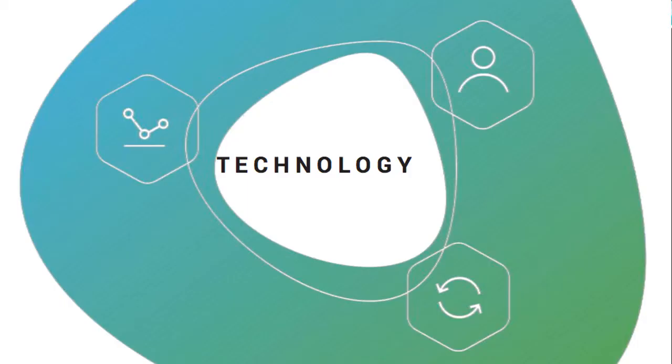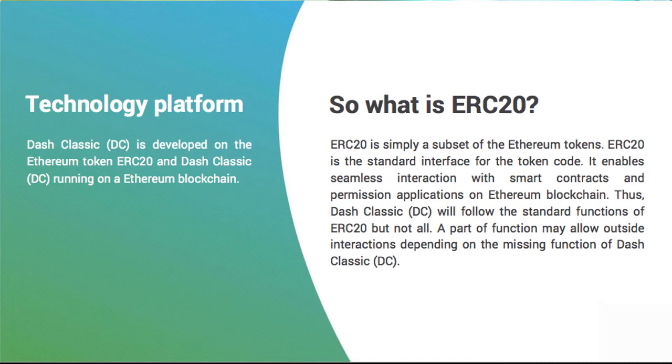Technology platform. Dash Classic DC is developed on the Ethereum token ERC20, and Dash Classic DC runs on the Ethereum blockchain. So what is ERC20?